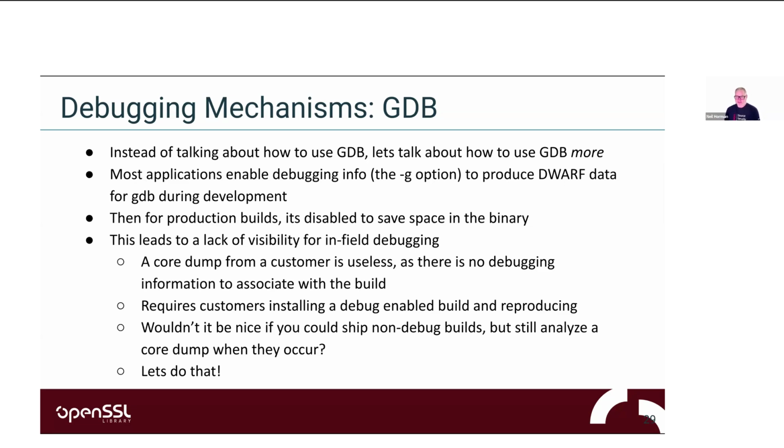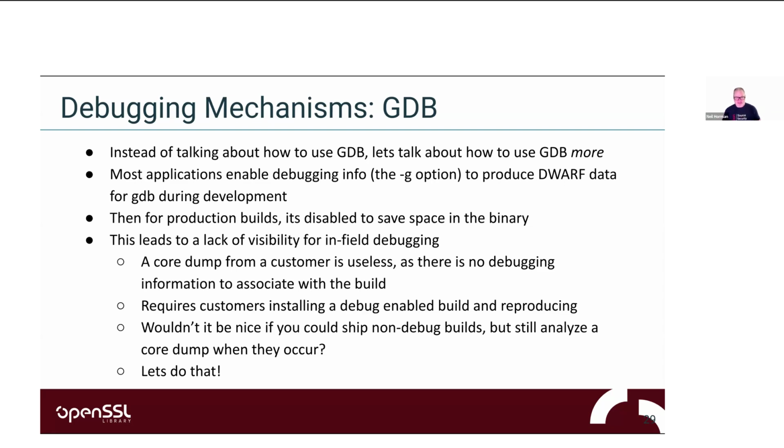Many applications enable debugging info using their compiler's -g option to produce DWARF data, which is what GDB uses to understand how a program is assembled and laid out when it's used to debug a program at runtime. However, it's been my observation that for production builds, when you actually ship your product, DWARF building is disabled to save space in the binary. DWARF information is large. You can easily double your application size by including it. And so a lot of production builds turn it off because of space. However, that's bad because it leads to a lack of visibility for in-field debugging.